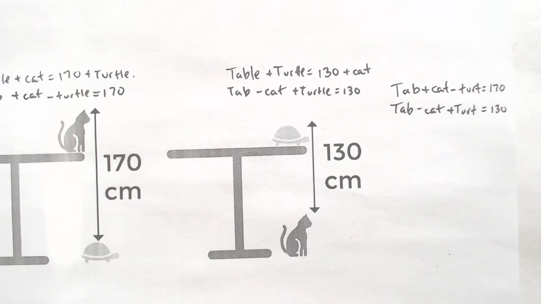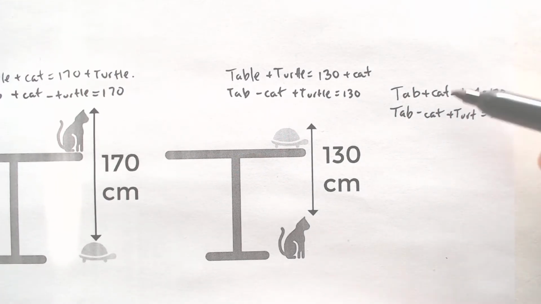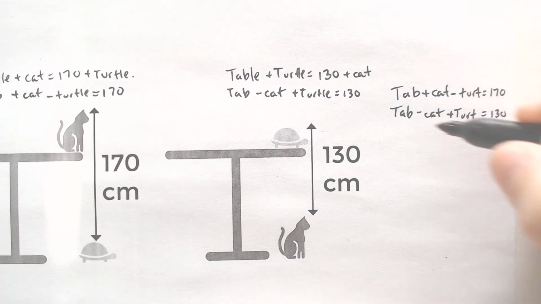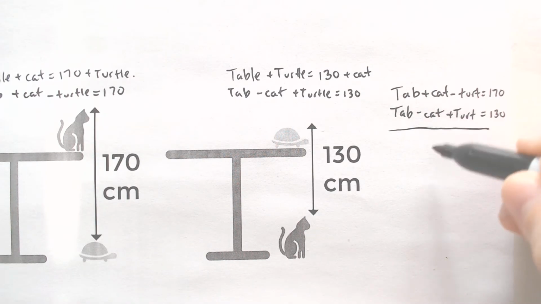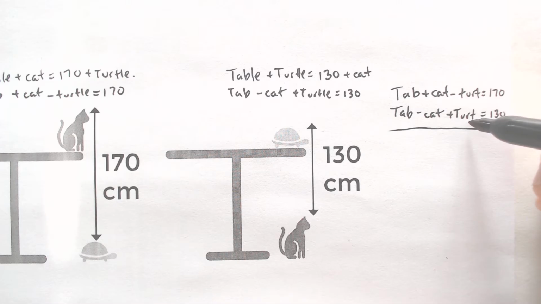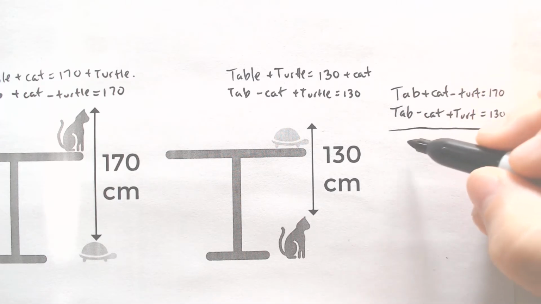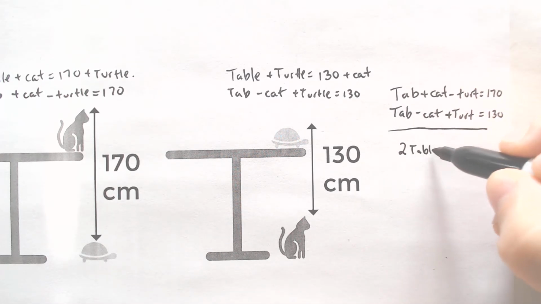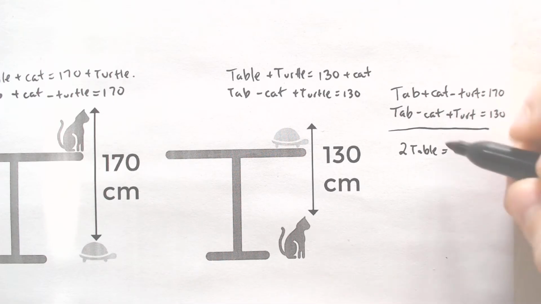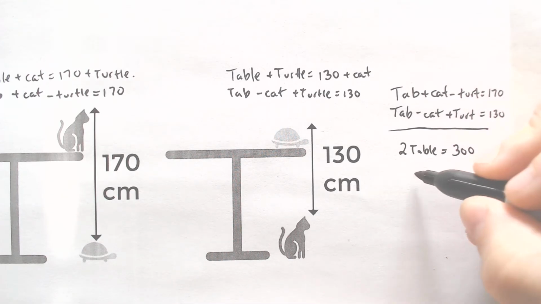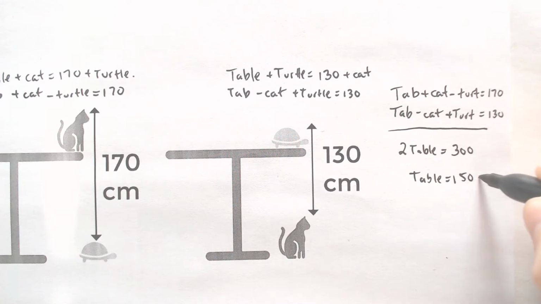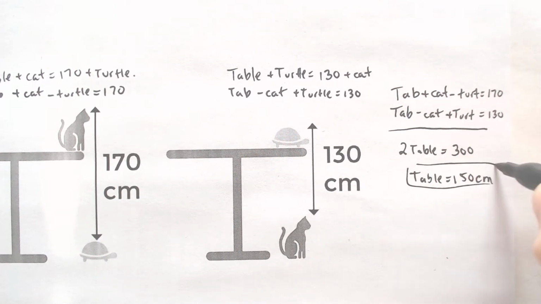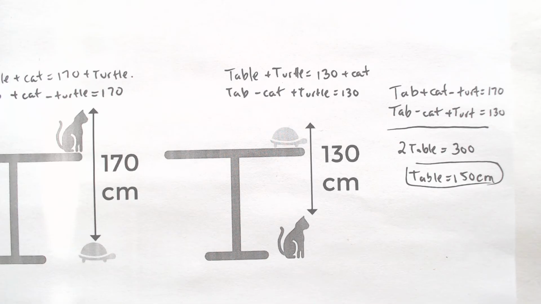Now with a system of equations, if everything is lined up, you can add straight down, and in this case, when you add straight down, the cat and negative cat cancel, and negative turtle and positive turtle cancel. You end up with two tables is equal to 130 plus 170, 300, which means a singular table is equal to 150 centimeters. Okay, first off, kind of a small table maybe. Now that is one method.